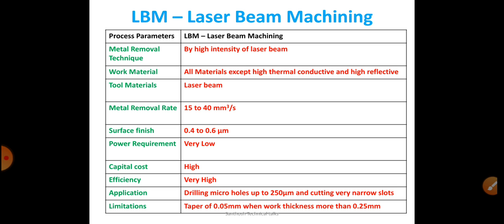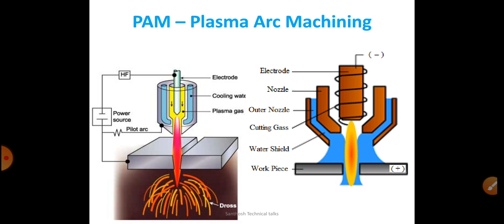In applications, micro holes up to 250 micrometer can be drilled, and very narrow slots can be cut. The limitation is that there is a chance of taper being produced, a taper of 0.05 millimeter when the work thickness is more than 0.25 millimeter, which is the disadvantage of the LBM process. Next is plasma arc machining.